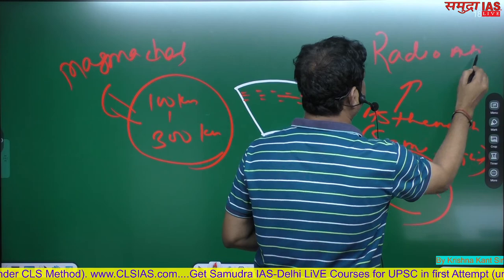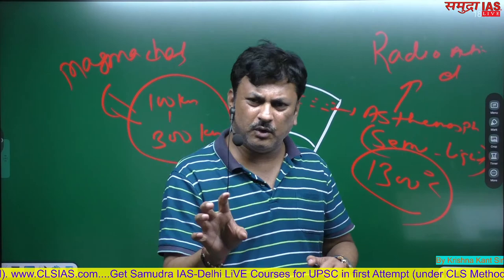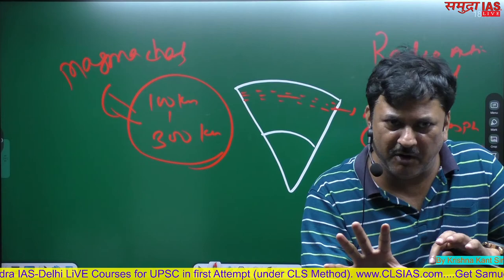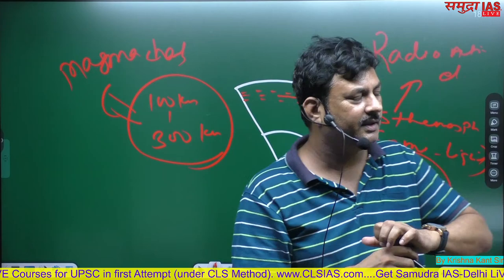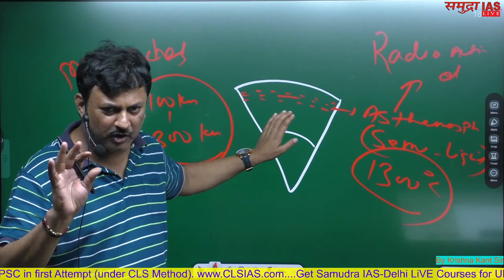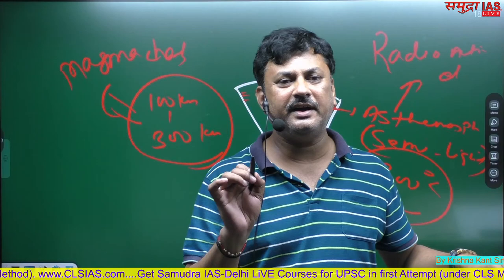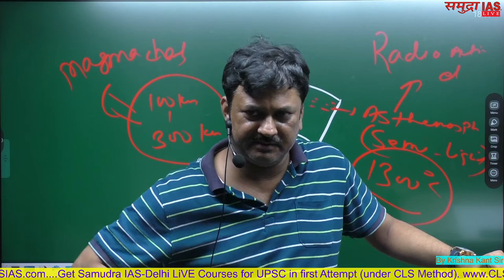But outer core is in liquid form. It is because of primordial heat. What is primordial heat? The heat which is trapped inside Earth. This part is asthenosphere. It is in semi-solid form. Okay? And what is the reason behind its semi-liquid form? Is radioactive elements, disintegration of radioactive elements. ठीक है ना? तो दो चीजें याद रखनी है.